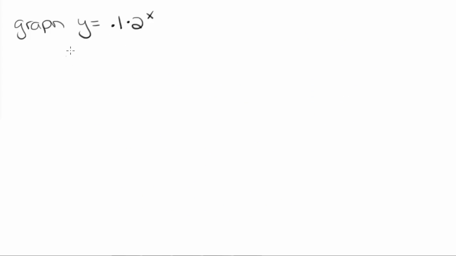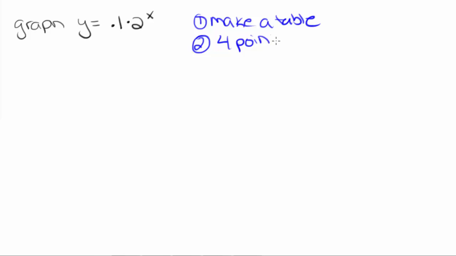Okay, this is the last part. So if it says to graph something, that means you have to make a table. And on these, you have to make 4 points. Okay, when you go to graph, you have to make 4 points. So we have our chart, our table.